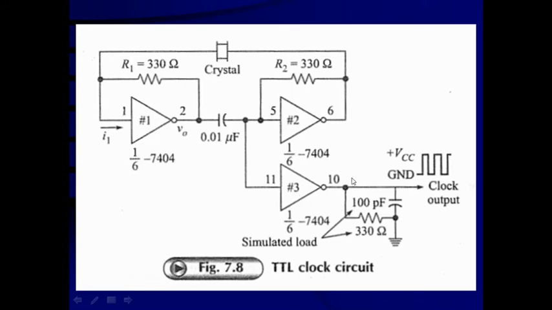Here the output of the circuit is driving a 100 pF capacitor and 330 ohms as a load resistance, so that the output is maintained at a constant load. This way this TTL clock circuit is going to be produced. Now we will see how this circuit is working.